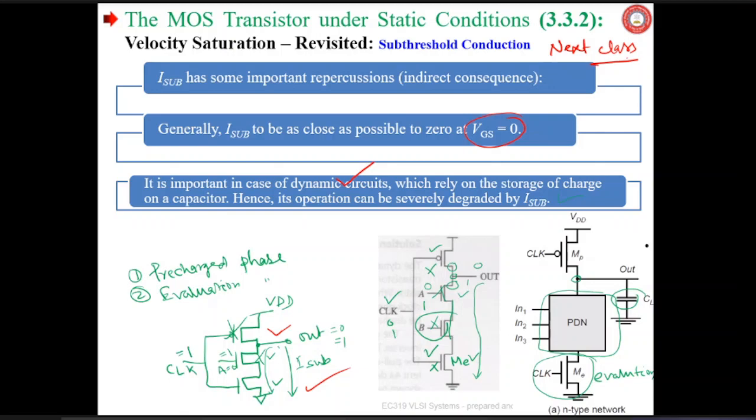We have discussed this slide. We said that I_sub, the subthreshold leakage current, the current from drain to source when VGS is less than VT, is very problematic for dynamic circuits. What are dynamic circuits? That is going to be discussed here.